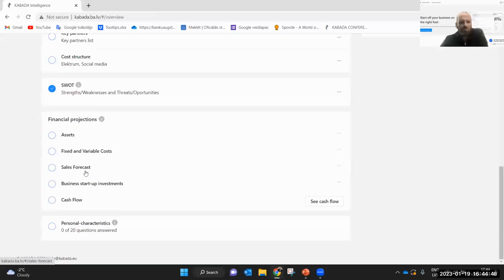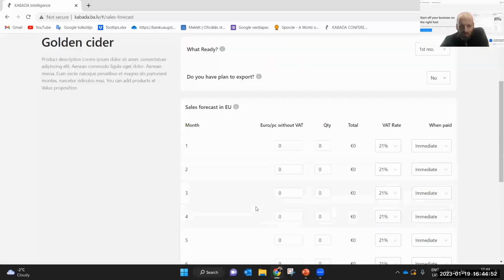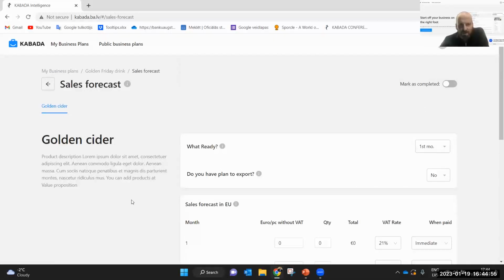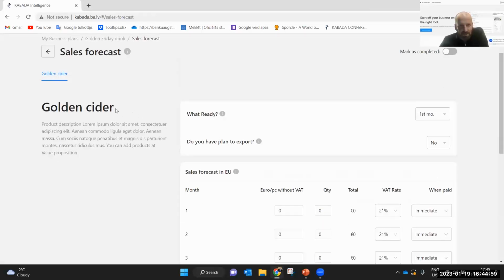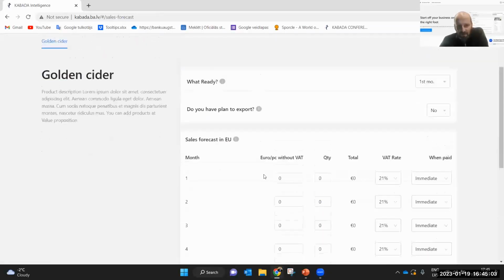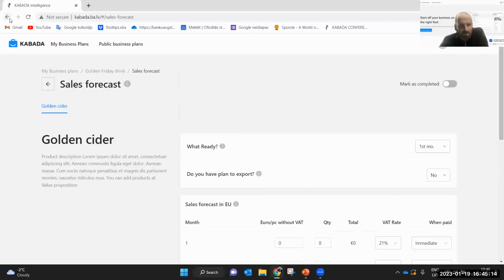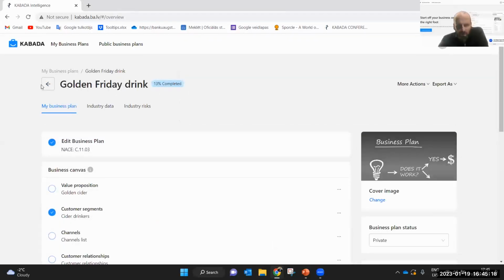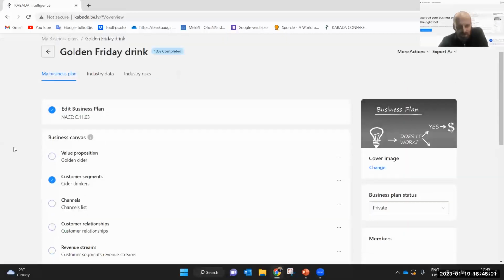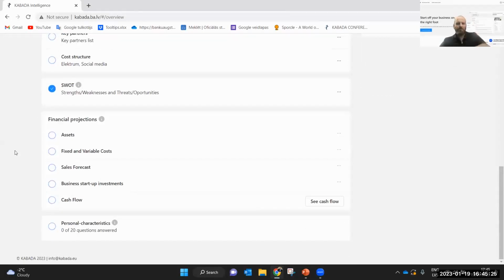And then you also work with some sales forecasts where you work with your products that you have specified in the beginning. For example, in this case, golden cider, which is the only product that we specified. And then we add how many units we will sell here and what will be the price for one unit. And then some sales projections are forecasted. And if you have more products, of course you work on this information for all the products. And also there is the business startup investment part where you go in and specify what you will need for the start, for the beginning. And finally, the system calculates the cash flow for the first year of operations for you.